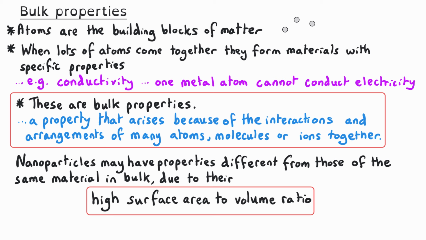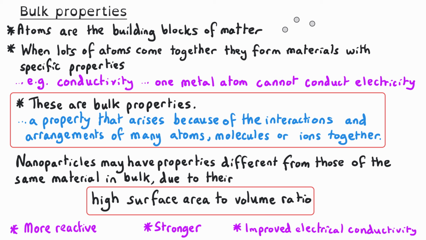Nanoparticles may have properties different from those of the same material in bulk due to their high surface area to volume ratio. For instance, nanoparticles might be more reactive because there are more atoms exposed at the surface. Nanoparticles might be stronger and harder due to their tiny size, leading to fewer defects at the surface of the material. And finally, some nanomaterials conduct electricity better than their bulk forms.